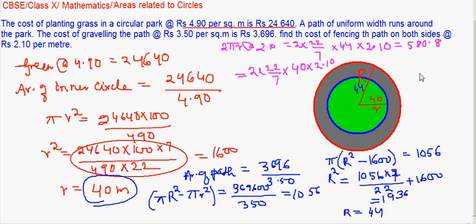So it's 44 into 40 into 2.10 divided by 7, which is again giving me 528. If I add, I'm getting 1108.80. So that will be your answer. 1108.80 is the cost of fencing this on both sides of the circular path.